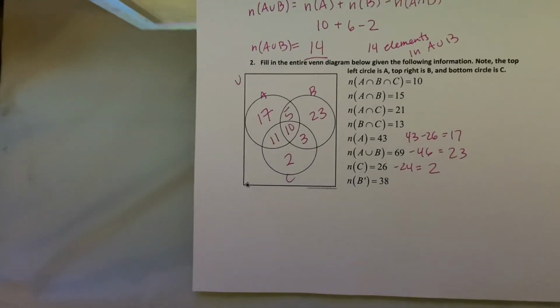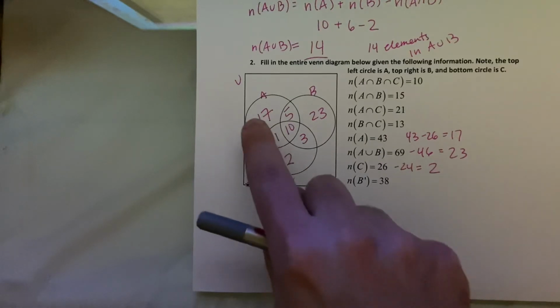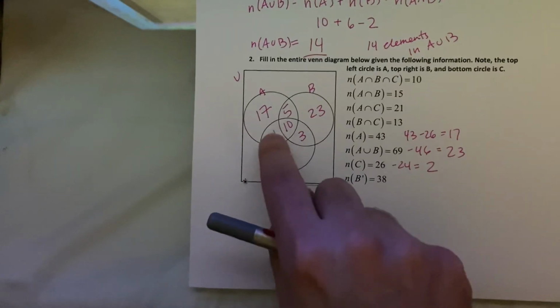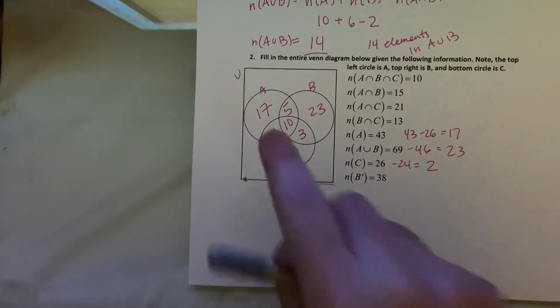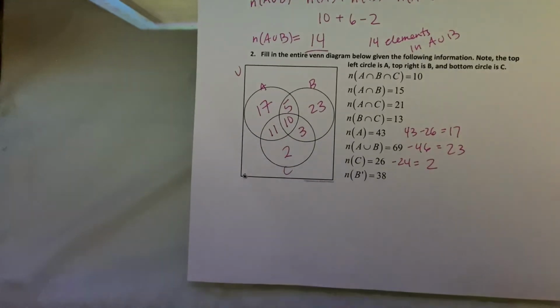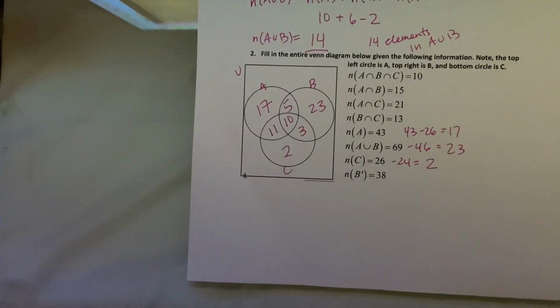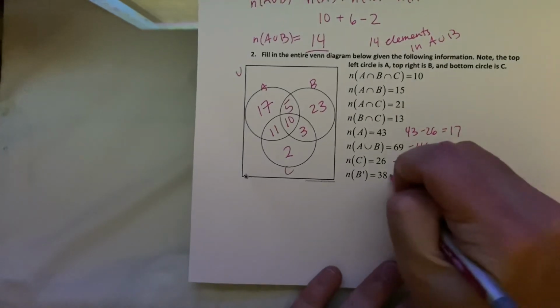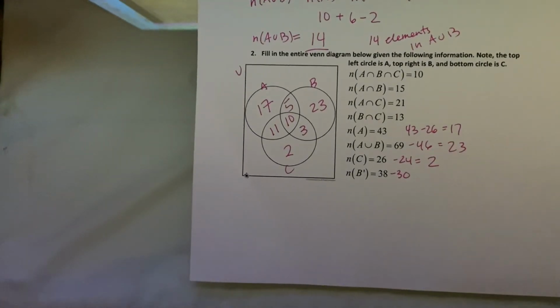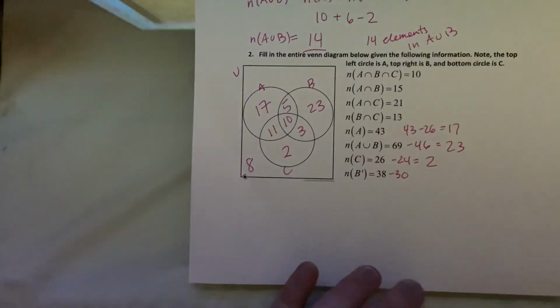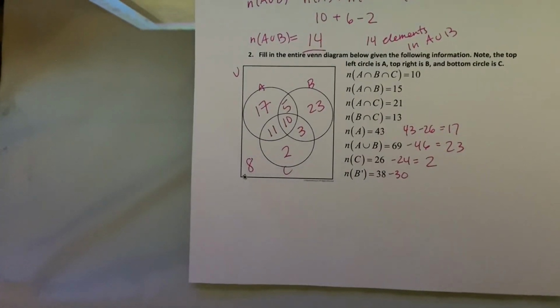Now it says the number of elements in B complement is 38. That means the total number of elements outside of B is 38. That includes these two sections, A and C, and then A intersect C. But it also includes the outside, which is outside of all the circles. We know all of those add to 38. Now the ones we already know about are 17, 11, and 2. That adds to 30. So if we take 38 minus 30, that actually tells us how much is in the outside, which you can mark anywhere in the Venn diagram.